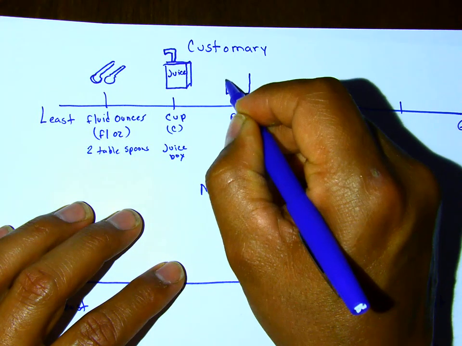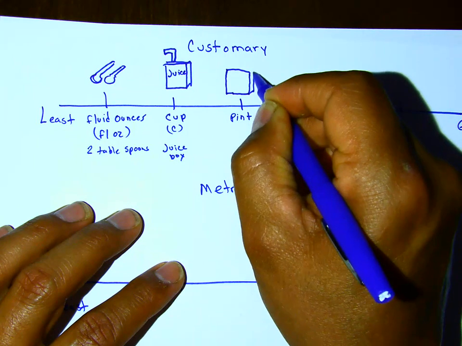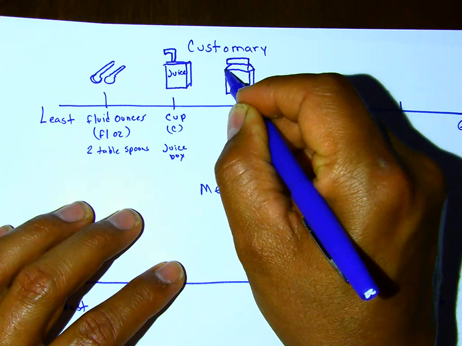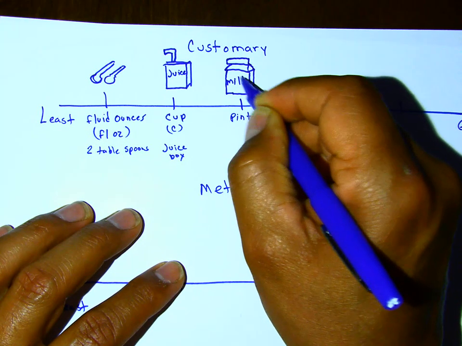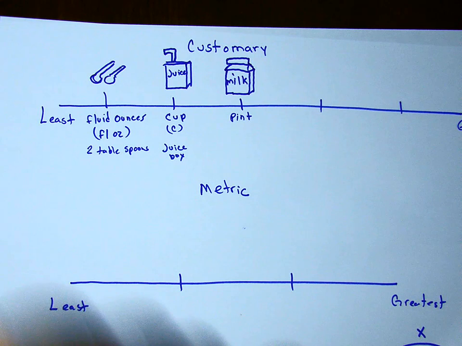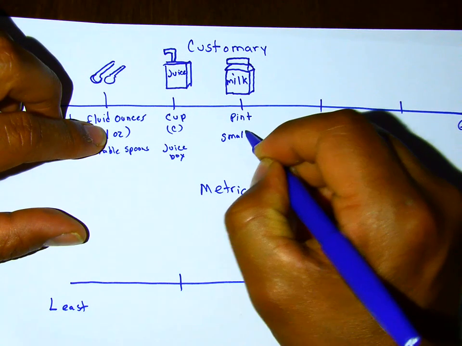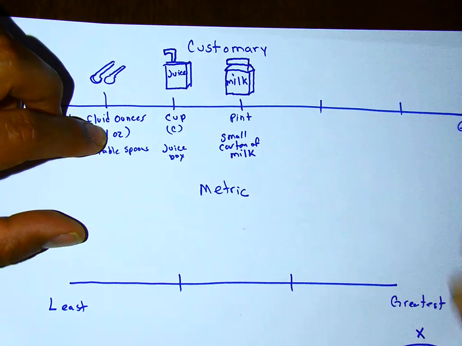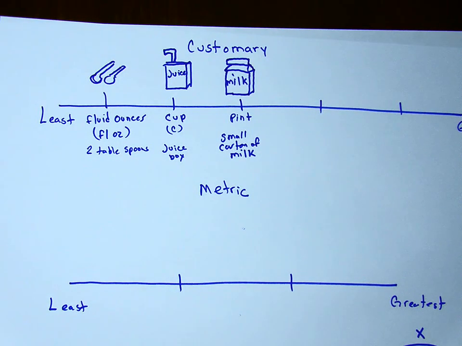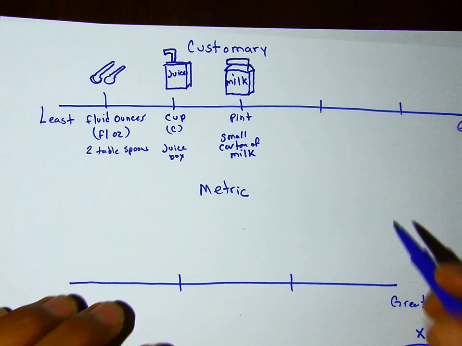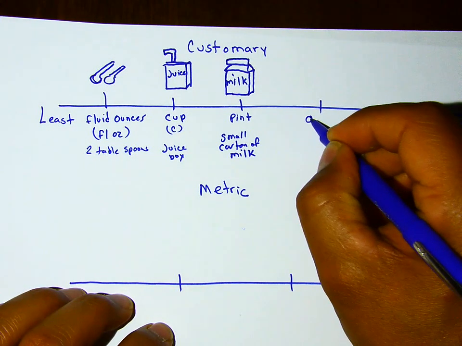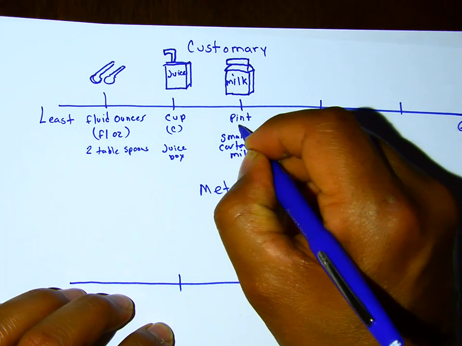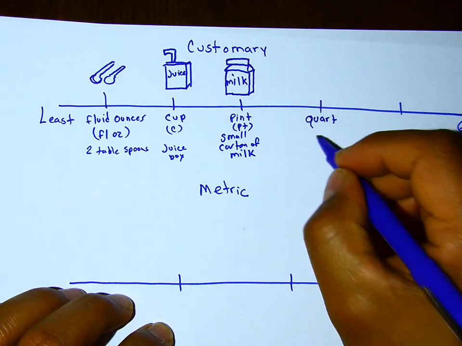So when we go to the cafeteria, those little milks that they give us, that would be a pint. The small milks that we get at the cafeteria. A small carton of milk is a pint. The next one would be a quart. And pint, we abbreviate it with a P, T, pint. Quart would be QT.